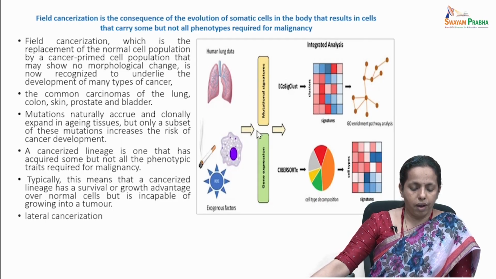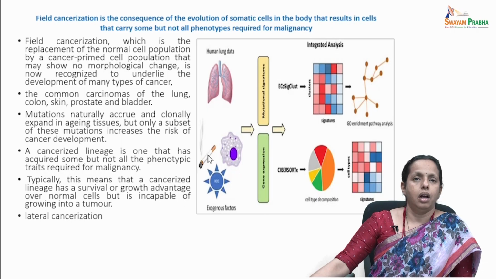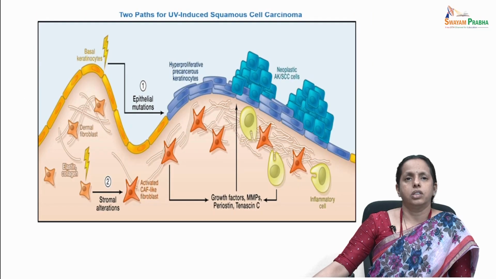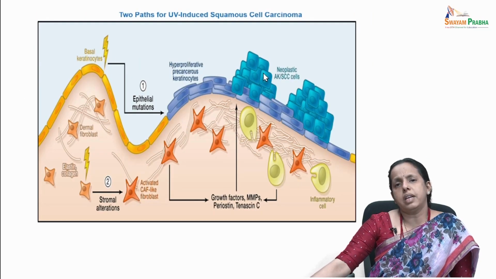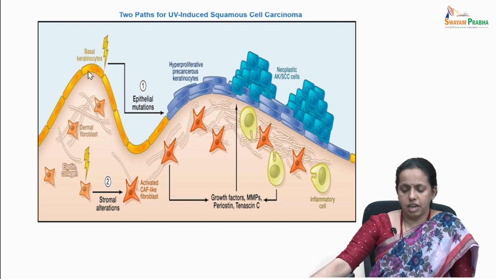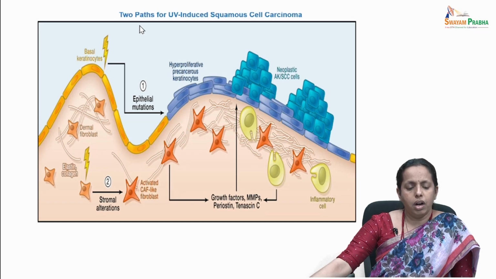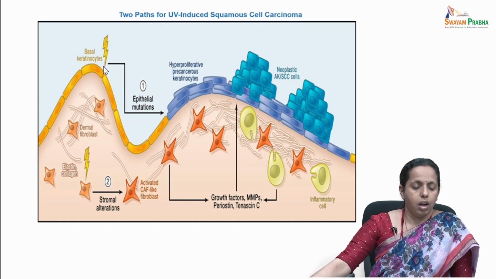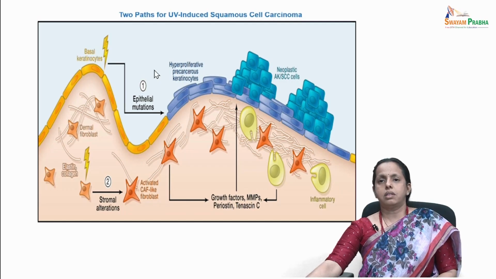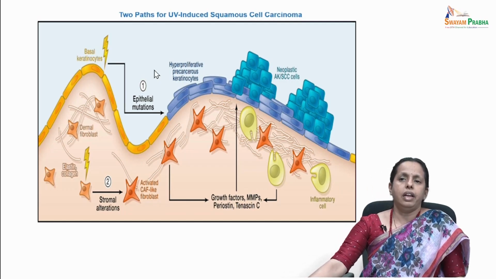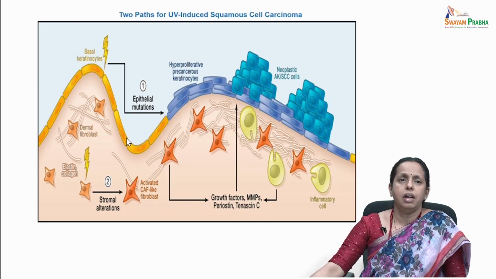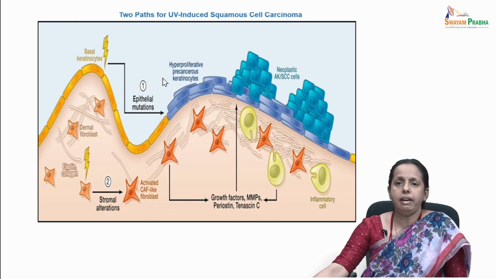You have the normal exogenous factors which will cause the clonal expansion. This is again very quickly, I'm talking about field cancerization in a skin model, where you have two paths for your UV induced squamous cell carcinoma. Here the first one is that exposure to UV can lead to cancer causing mutations in the basal keratinocytes. Agreed, right?